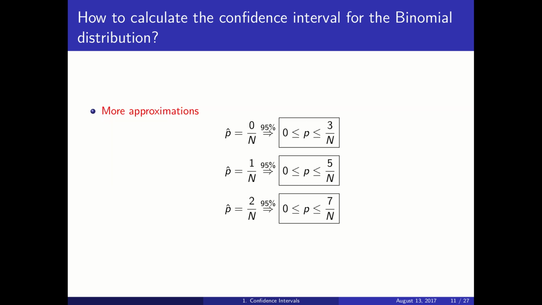There are more approximations. So if you observe very few cases like 0, 1, or 2, there are confidence intervals that are left bounded at 0, so they are only constructed from 0 to some upper bound, and this is the upper bound, 3 over n, 5 over n, 7 over n, etc.